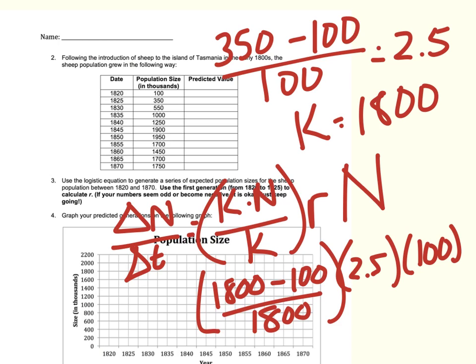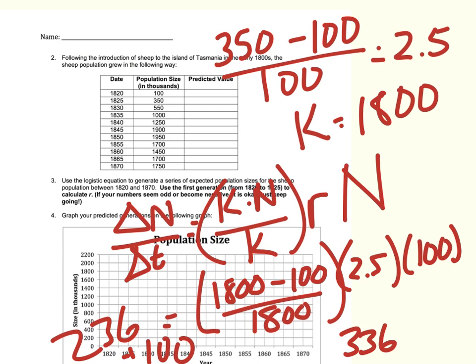Let me do the calculation out. So it's 1,700 over 1,800 times 2.5 times 100, and that gives me 236 babies. That's the number of babies, so that's 236. We have to add that to the original 100 that was there, so we get 336 for our next generation. And then you do the same thing again.